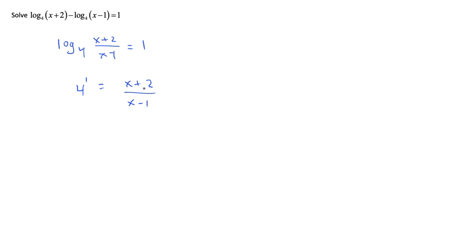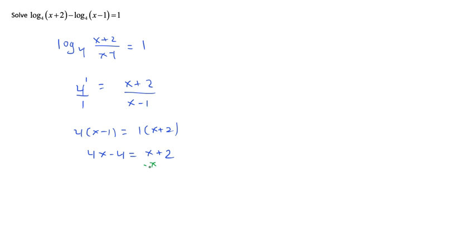Now, this is a fraction, which is okay. If we put the other side over 1, we can just cross multiply. So 4 times (x - 1) equals 1 times (x + 2). So 4x minus 4 equals x plus 2, and we should be able to solve this.